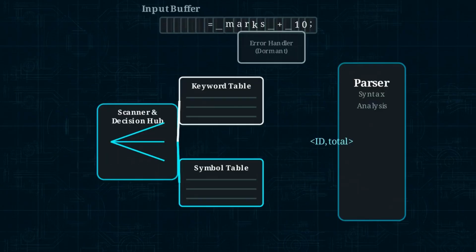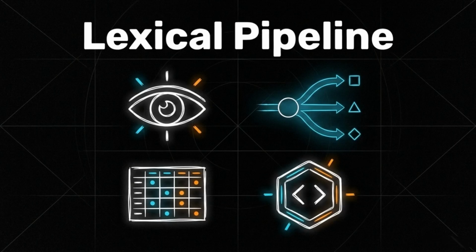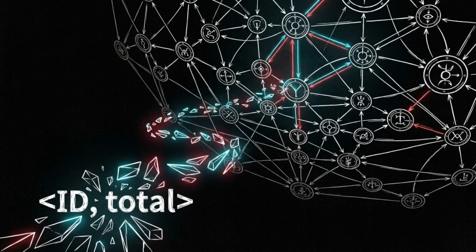In a live system, these 6 components move simultaneously. Raw characters enter the buffer, route through the decision tree, check the tables for ambiguity, and emerge as a token stream for the parser. The workflow follows 4 operational rules. The scanner reads, the tree categorizes, the tables resolve ambiguity, and the generator formats the token. Understanding this internal pipeline prepares us to explore the formal logic behind it, regular expressions, and finite automata.